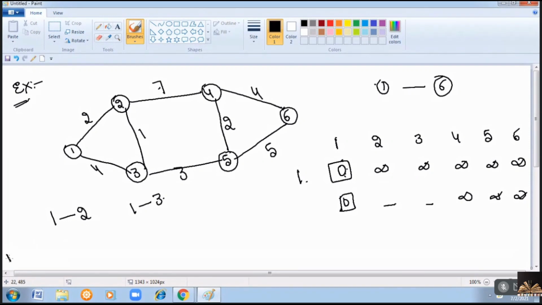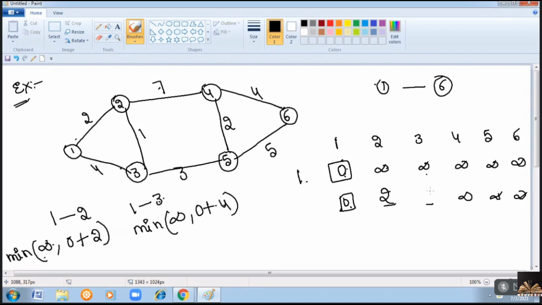So 1 to 2, this will be filled as minimum of, what is the destination value of 2? It is infinity, comma. Marked value is what? 0 plus edge cost of 1 to 2 is 2. So minimum of infinity, comma 2 is 2 only. Now for this edge 1 to 3, minimum of destination value of 3 is infinity, comma. Marked value is 0 plus edge cost of 1 to 3 is 4. Minimum of infinity, comma 4 is 4.